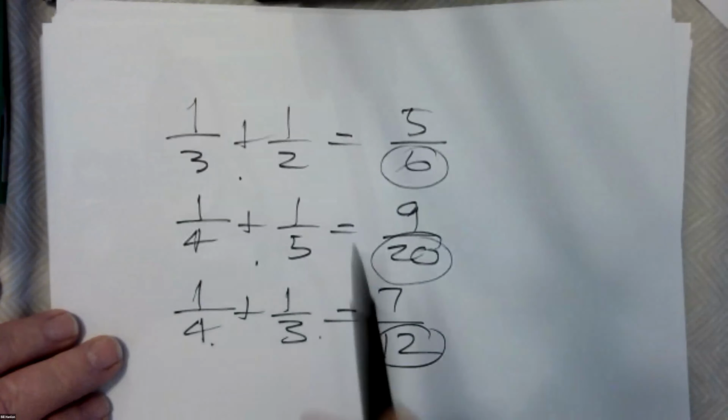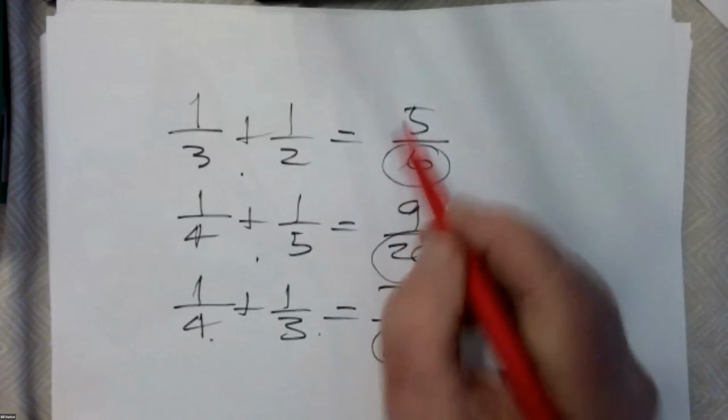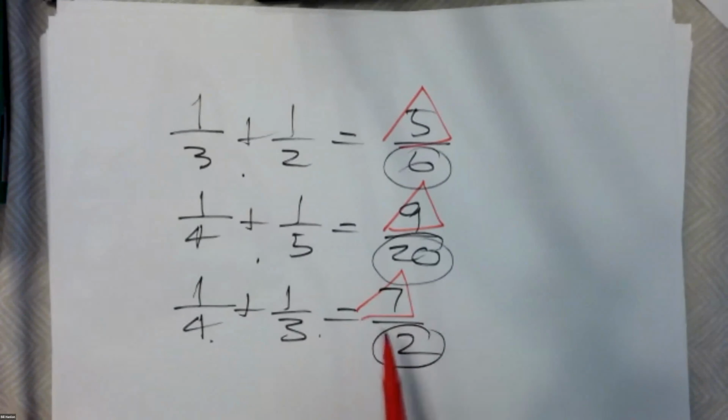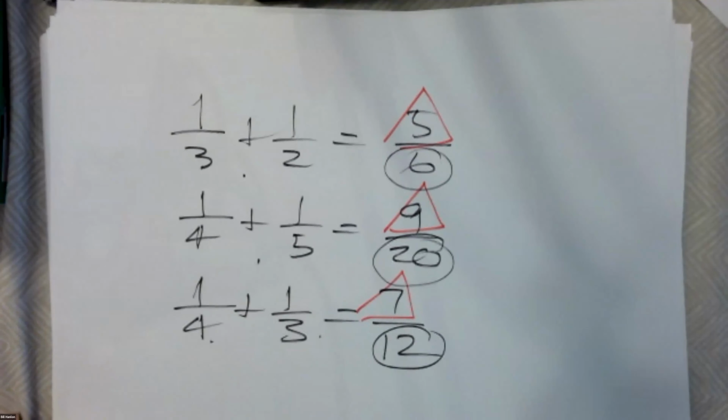Now I could say to them, well, look at the same problem. Can you tell me just by looking where that 5 came from? Can you tell me just by looking where that 9 came from? Can you tell me just by looking where this 7 came from? And most kids are going to go, oh, dang, why am I doing it the long way?